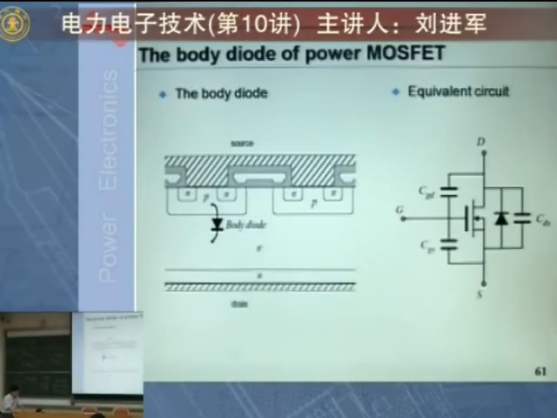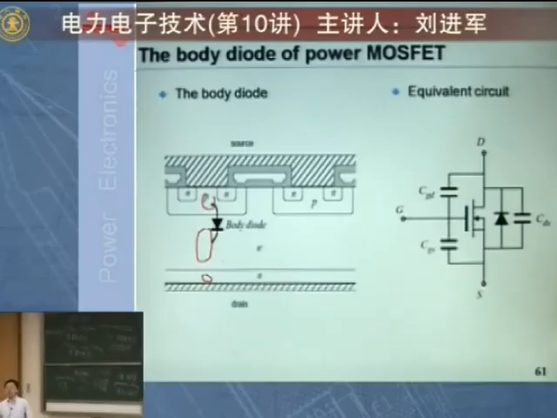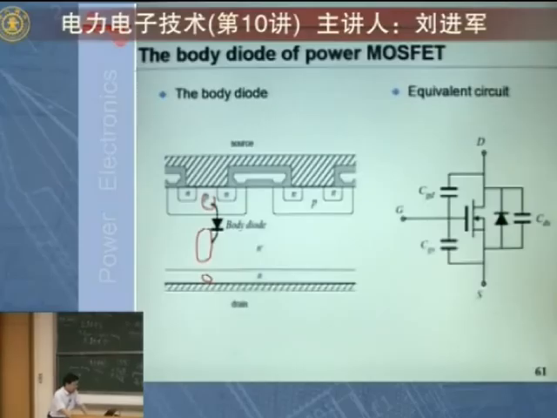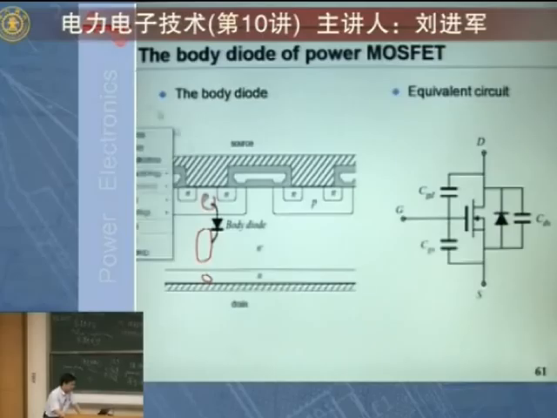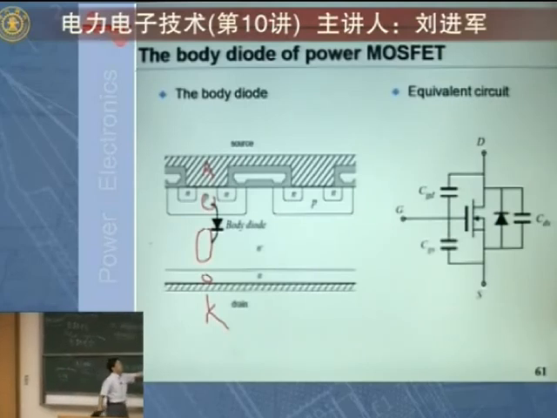Right? You have P layer here, N- layer here, and N layer here. That is exactly PIN structure. That is a diode. The anode terminal of this diode is connected to this P layer. Here, that's A, the anode terminal. This side would be the cathode terminal. So the anode is connecting to the source. Cathode is connecting to the drain.